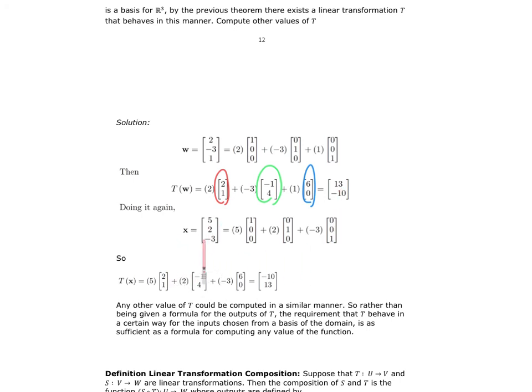Now, if we do it again with another vector, we have 5, 2, and negative 3. So 5 times the first one, 2 times the second one, and negative 3 times the third one. I'm going to get this T of x being 5, 2, 1, and 1, negative 4, and 6, and 0, and I end up with negative 10 and 13. So in other words, T could be computed in similar manners, so that given a formula for the outputs of T, the requirements of T have to behave in a certain way, chosen by the basis of the domain, and that's all that has to happen, is that it has to behave that way.